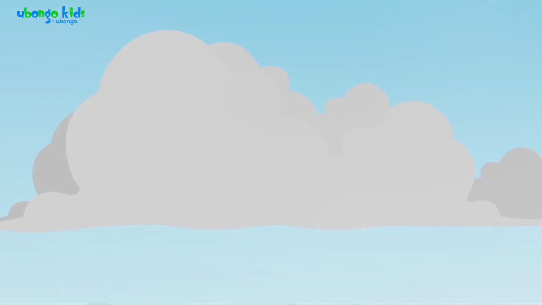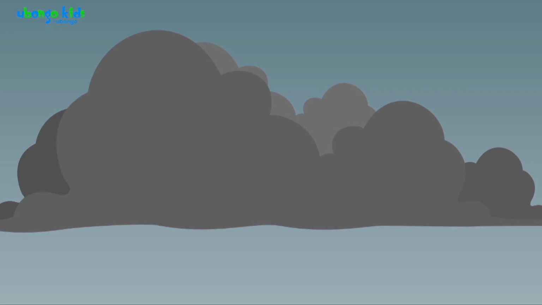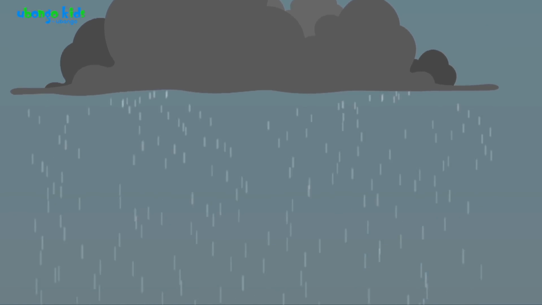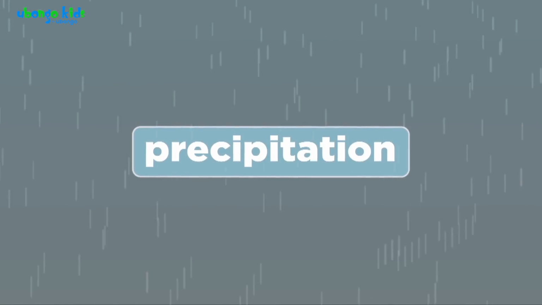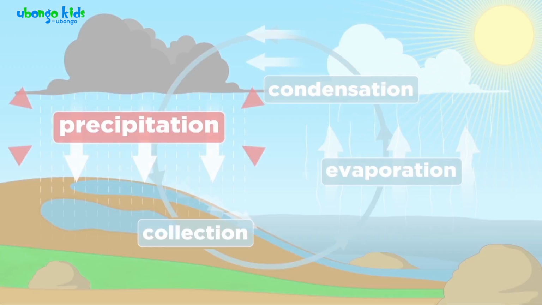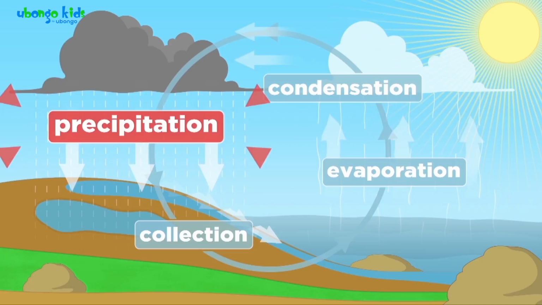The clouds get heavy, they can't hold no more drops. The water rains down on all of us. It's called precipitation. Precipitation, it's part of the water cycle.